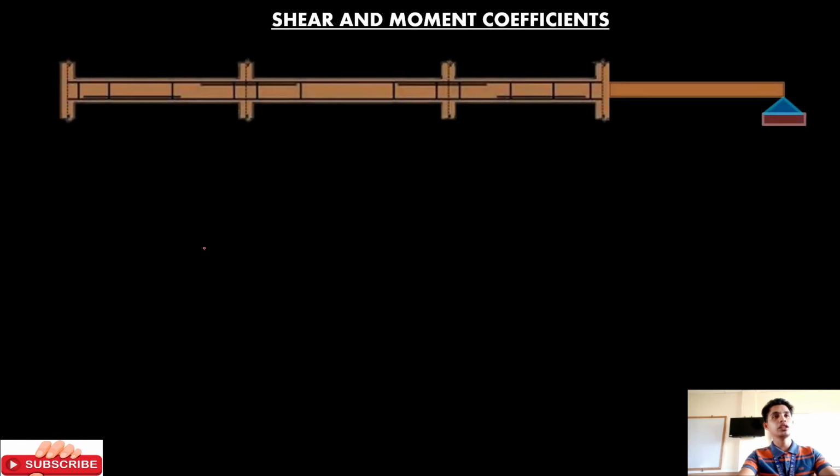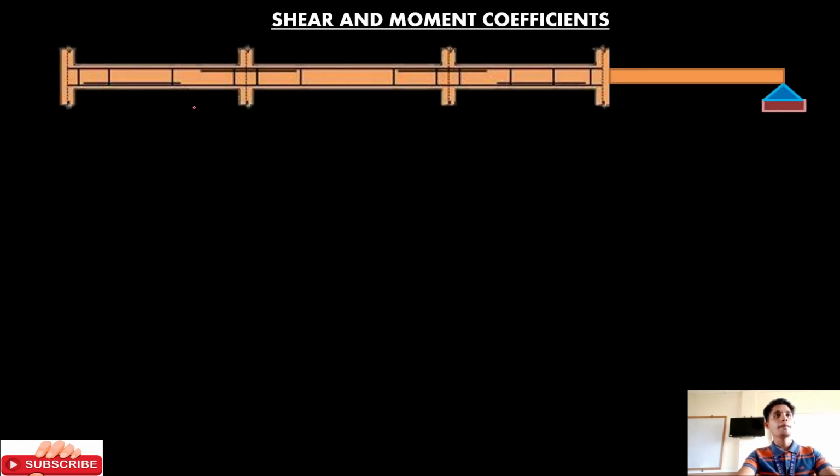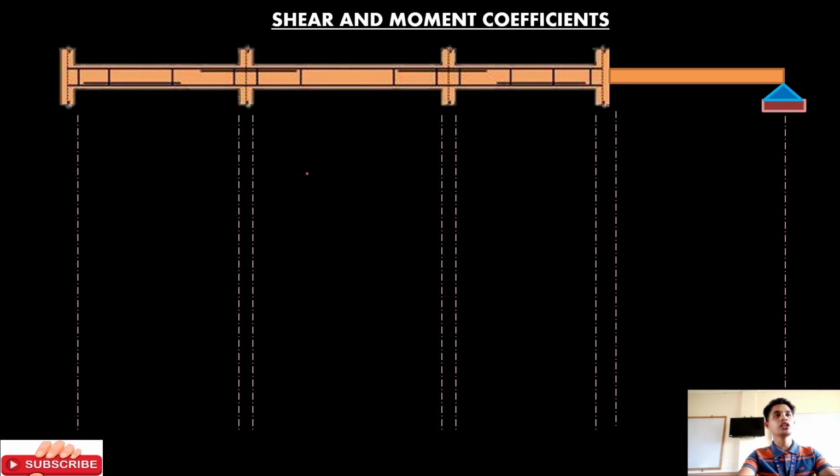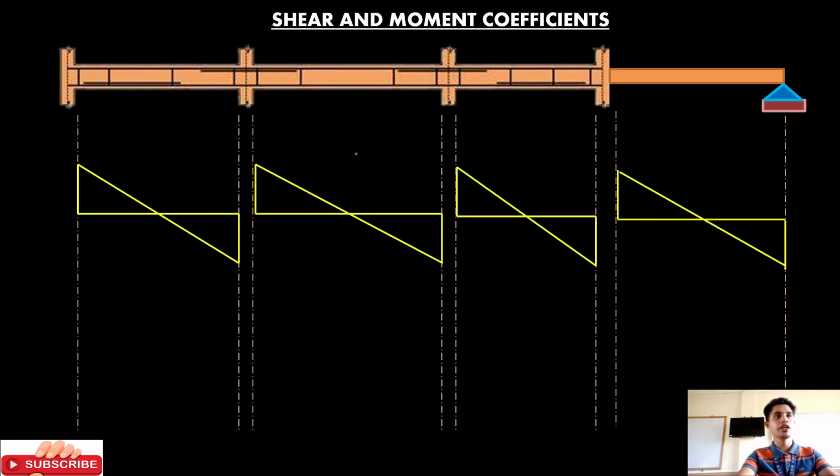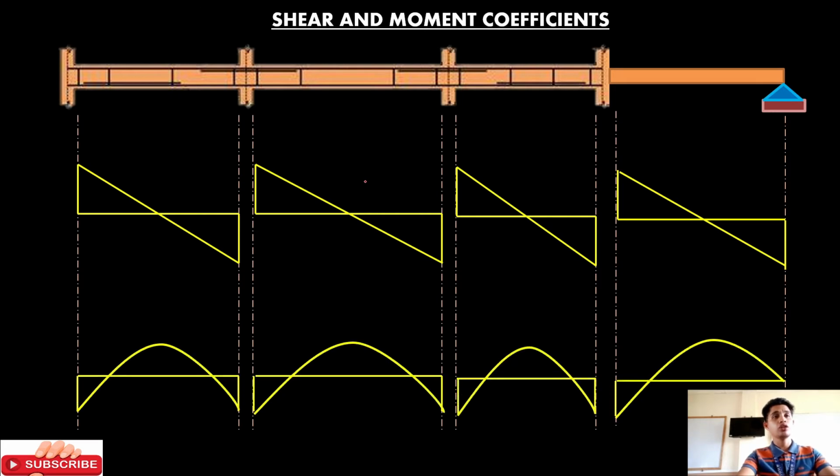Pakita natin yung ating distribution. So, meron tayong continuous beam, no? Mayroong apat na span. Column, then hinge. So, gawa natin na shear and moment diagram. Ganyan yung shear, lahat naman ganyan yung shear diagram nila. Ito yung moment diagram. Okay, unahin natin yung mga positive moments. Ito yung mga positive moments.